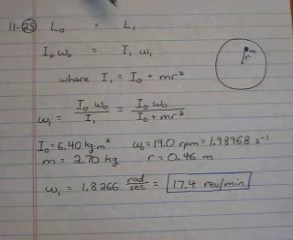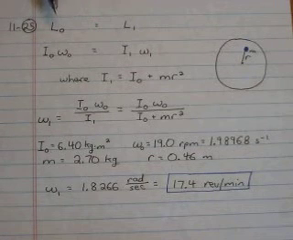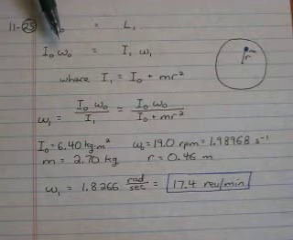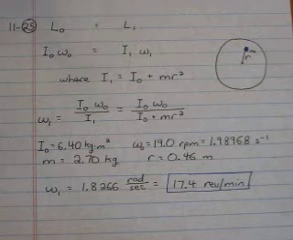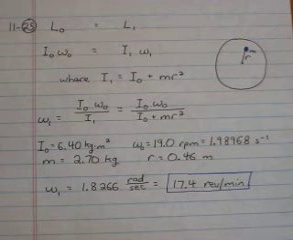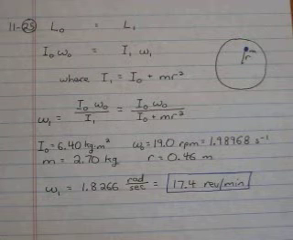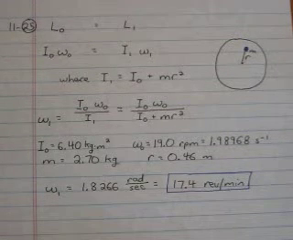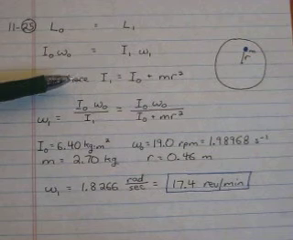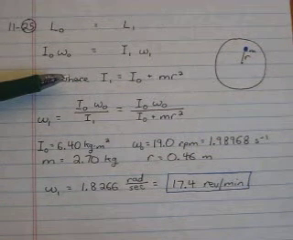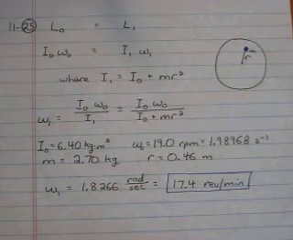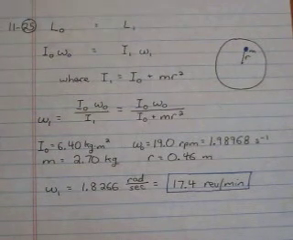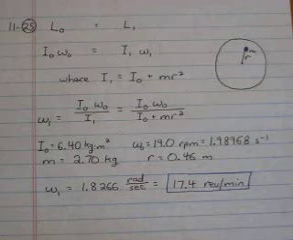L naught equals L1. L, angular momentum, is I naught omega naught, and that equals I1 omega 1, where I1, the moment of inertia after the lump of clay has been dropped, is the initial moment of inertia, I naught, plus the additional moment of inertia that's added by that lump of clay, mr squared.